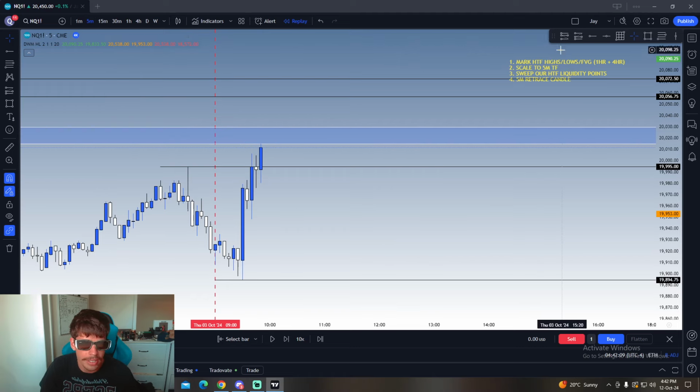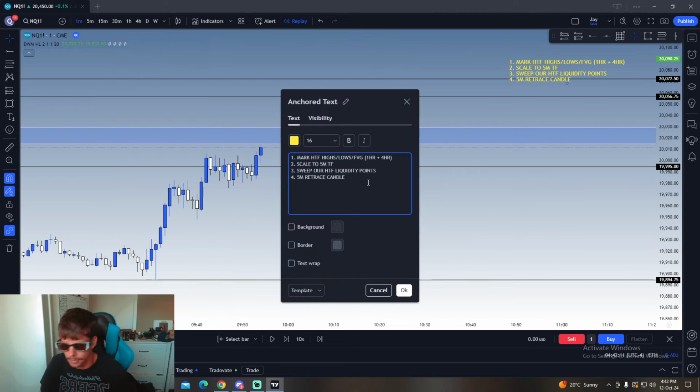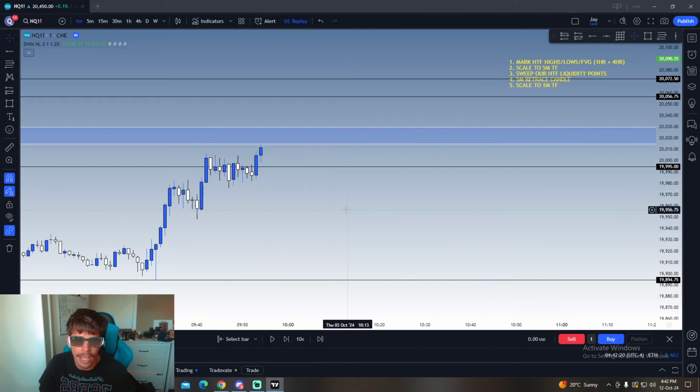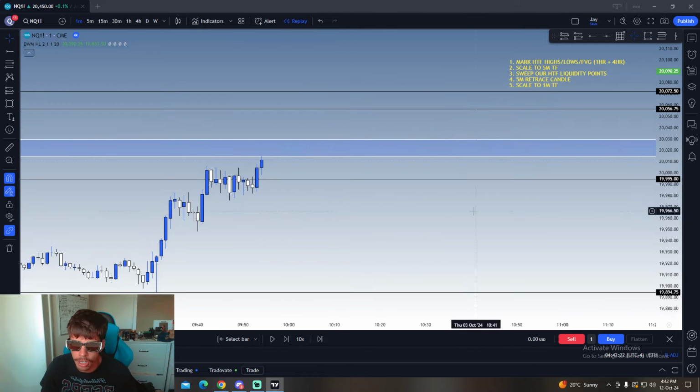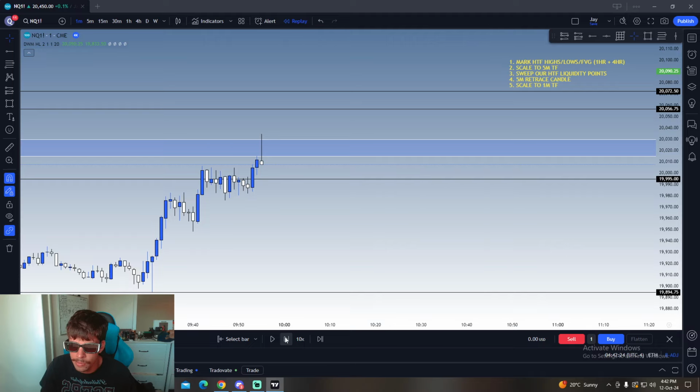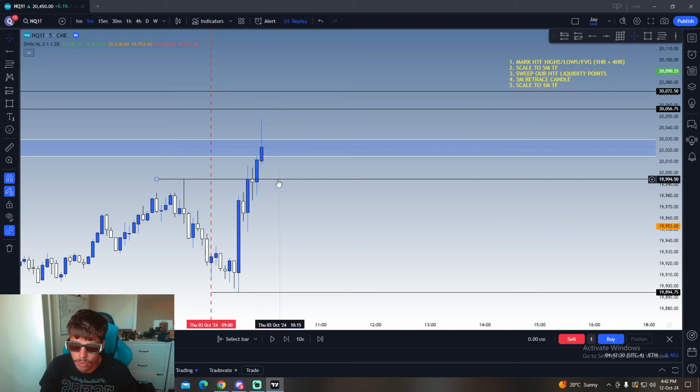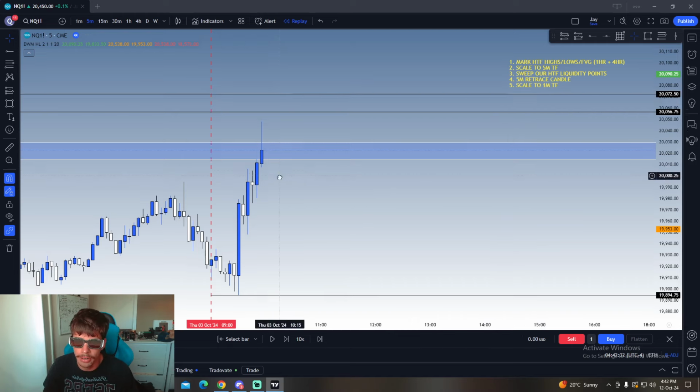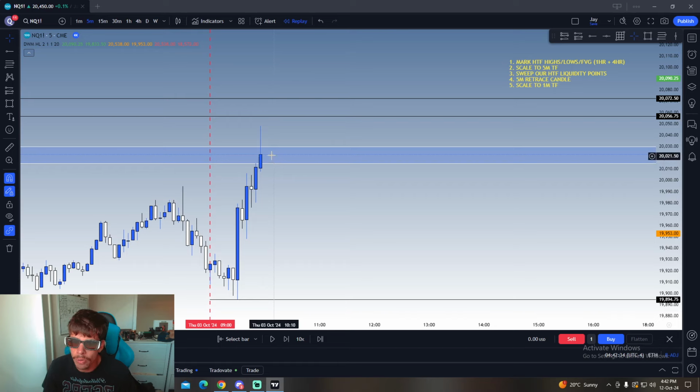And then we scale down to the 1 minute. And we want to see a 1 minute break of structure. Okay, we've just filled another confluence area. So now we go back to the 5 minute, because this one obviously wasn't valid. So now we've taken this one. We want to see a candle again.